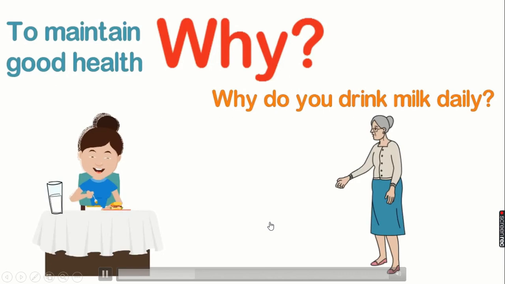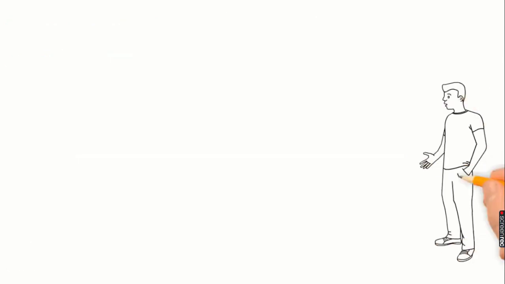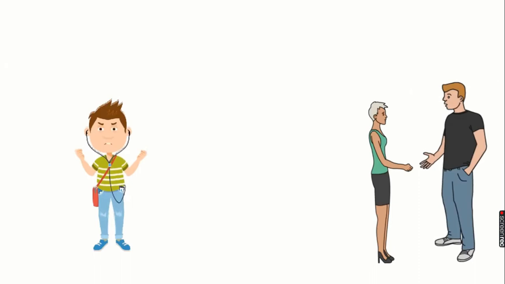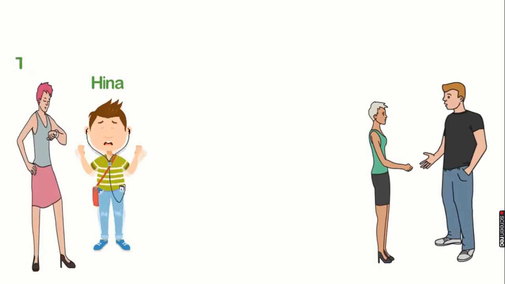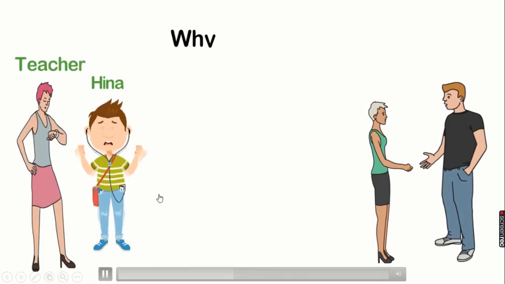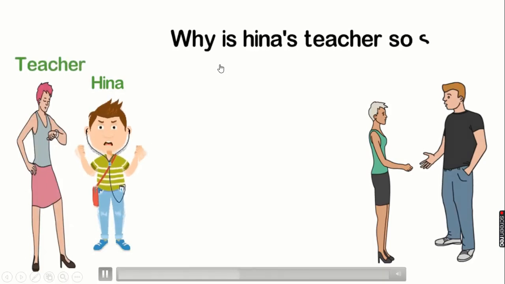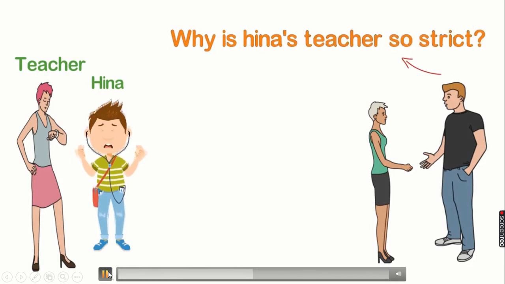Now let's move on to the next one. Here's a man, and they're talking. The boy seems sad, and this is the teacher. Why is Hina's teacher so strict?